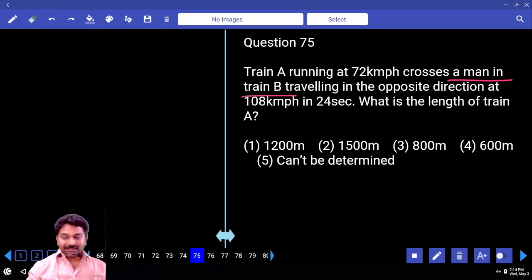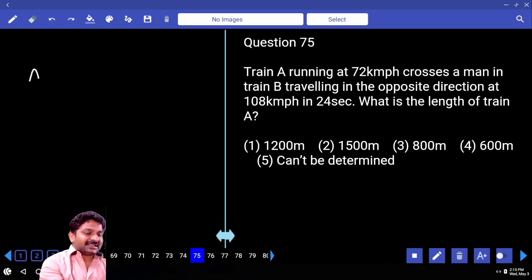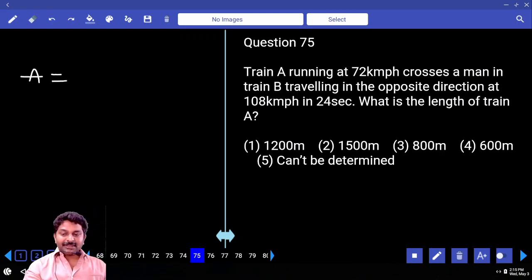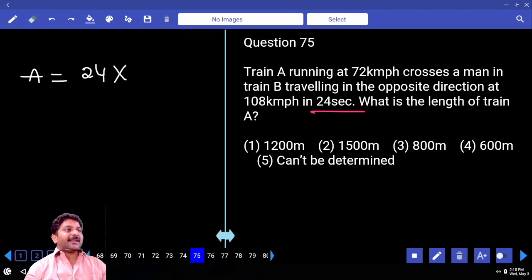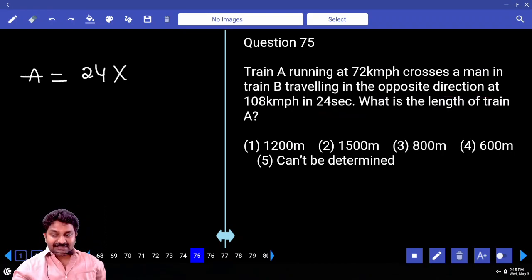Understood? Right. So now it is not trying to cross train B, it is trying to cross a man in train B. Distance covered is equal to train length A, which is speed into time. How much time is it taking? 24 into speed. In which direction are they moving? Opposite direction. Now I have a doubt. Is the man also moving?